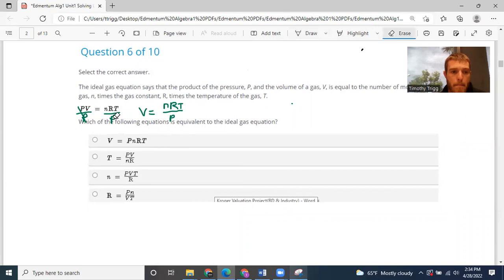Well, maybe they solved for T. So let's go ahead and solve for T. To solve for T, to get T by itself, I need to get rid of N and R. So to do that, I divide by NR, canceling both. I'll just do them both in one step. Divide by NR. So PV over NR to get T by itself. Oh yeah, PV over NR, that's correct. The other ones must be wrong somehow.